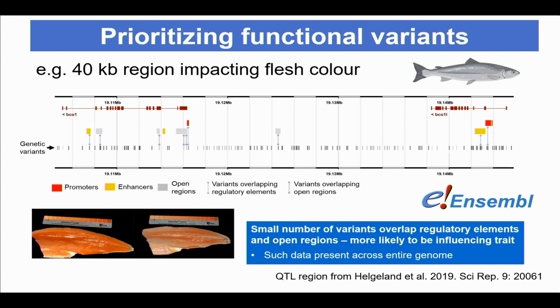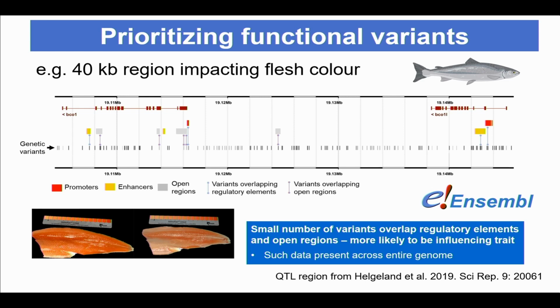This is actually a figure taken from a white paper coming from the project that Ian Johnston is leading on. This is a very small region in the Atlantic salmon genome, about 40,000 base pairs, which is already associated with pigmentation, with flesh color. In this region, there are two genes of interest, which are thought to be causally affecting pigmentation. What we're looking at here is the ensemble prediction of regulatory elements made from the ATAC-seq and ChIP-seq datasets in salmon, from the body maps specifically.